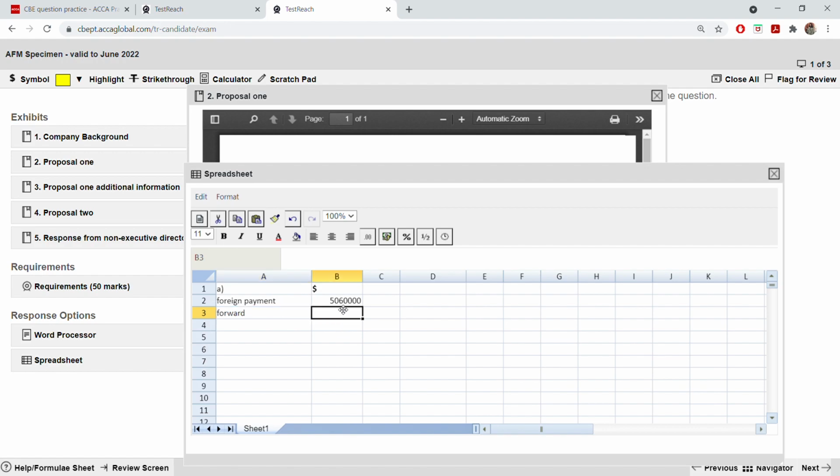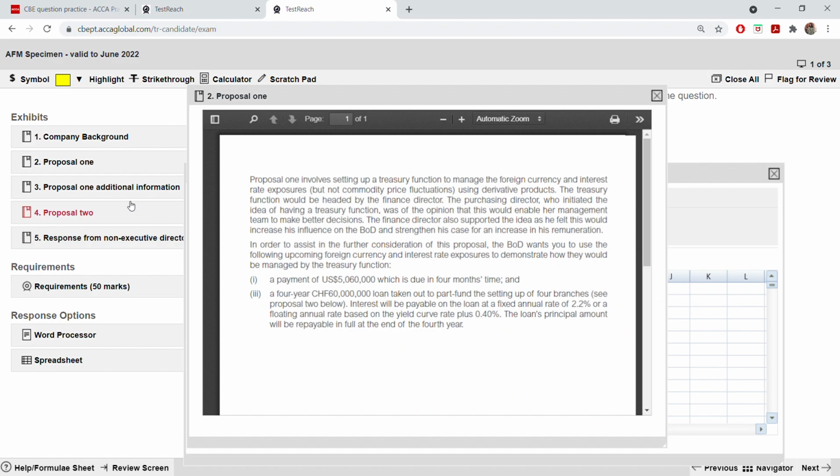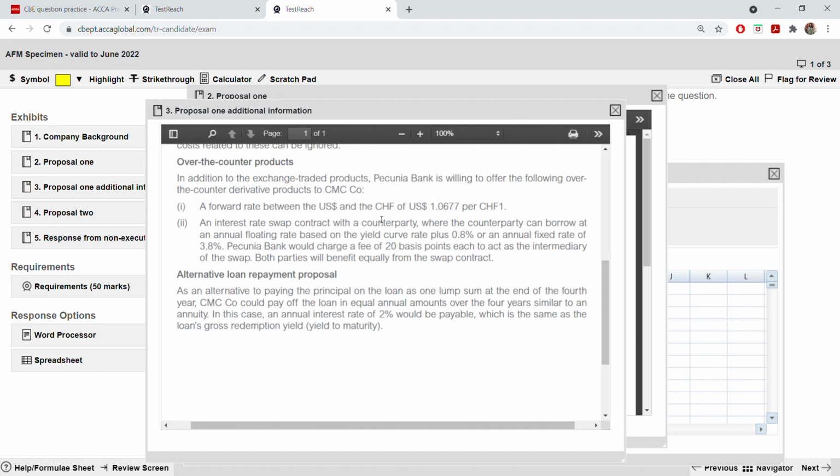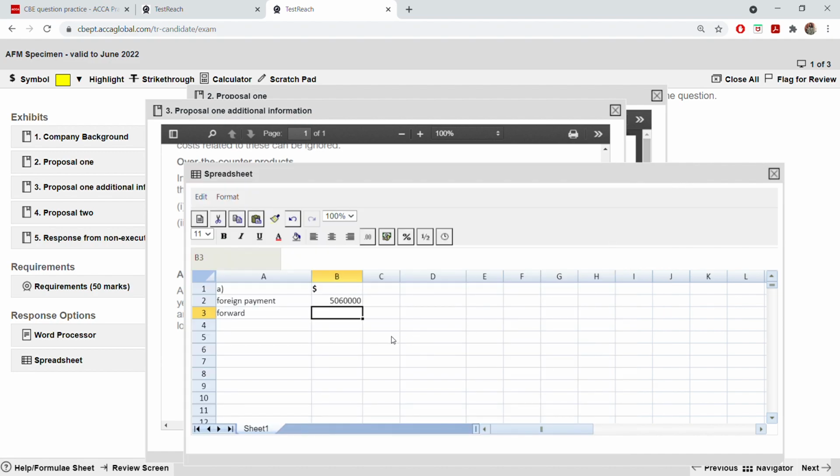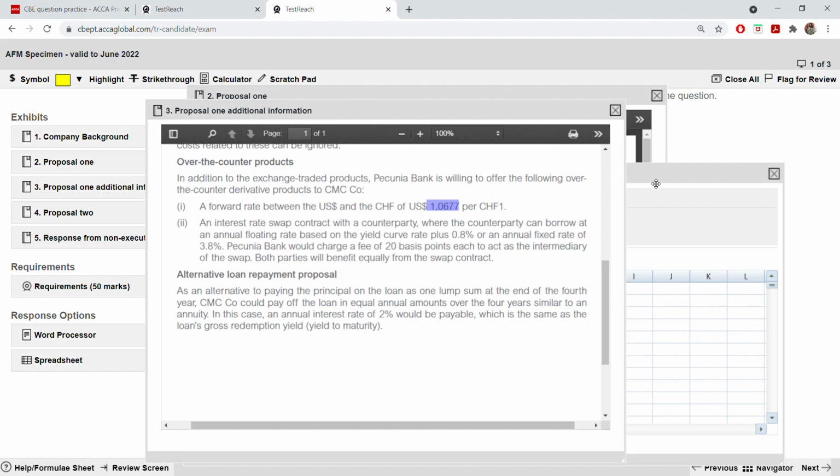The rate I'm going to write here. What is the rate for the forward? For the forward rate, I have to go to proposal number 3, and this is the rate: 1.0677. It is US dollar per Swiss franc. This is the forward rate.